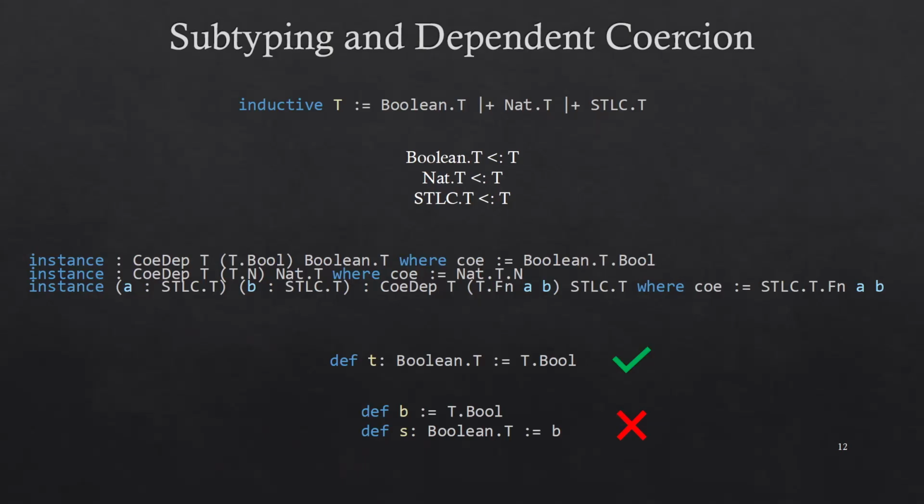So we can do this kind of assignment safely, moving from T.bool to Boolean.T. I'm sorry, to T.bool, which is actually from the newly defined type. Boolean.T is actually the subtype, so we can do that. But if we do an assignment first and then try to do the same thing, it does not type check because we lost the structure information.